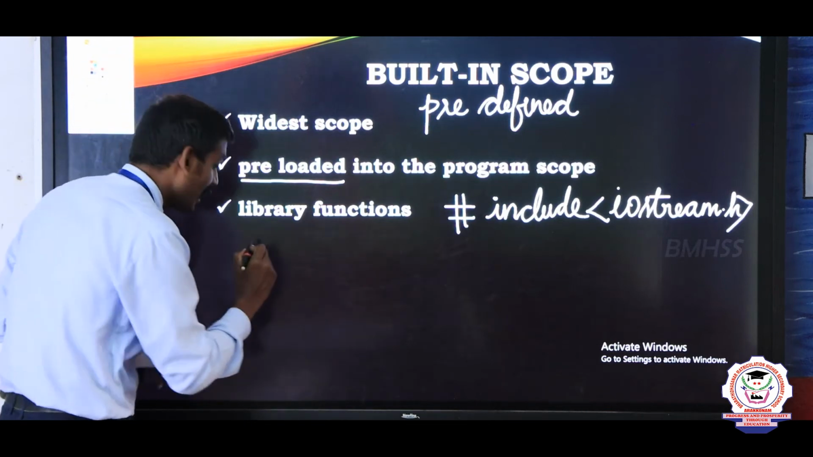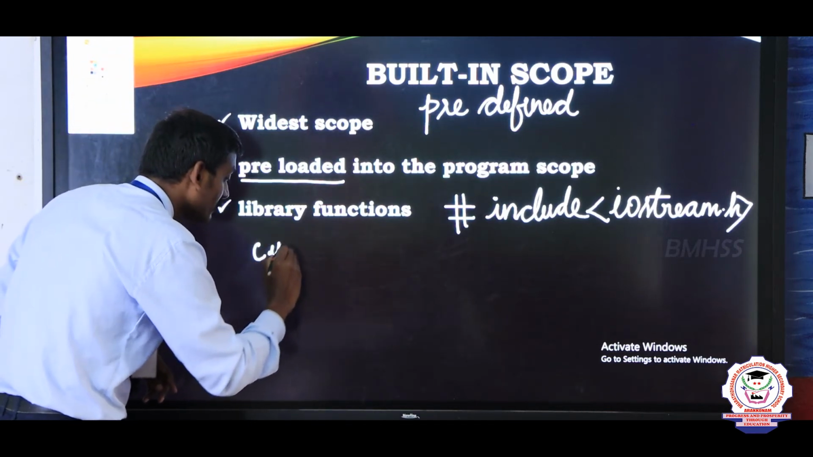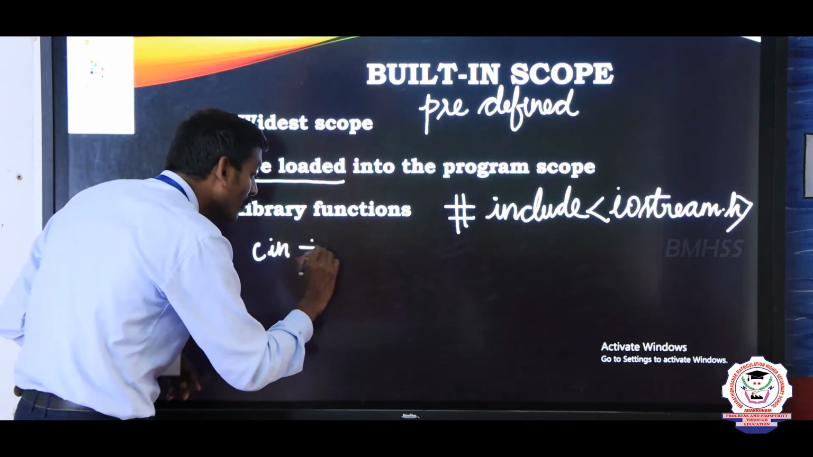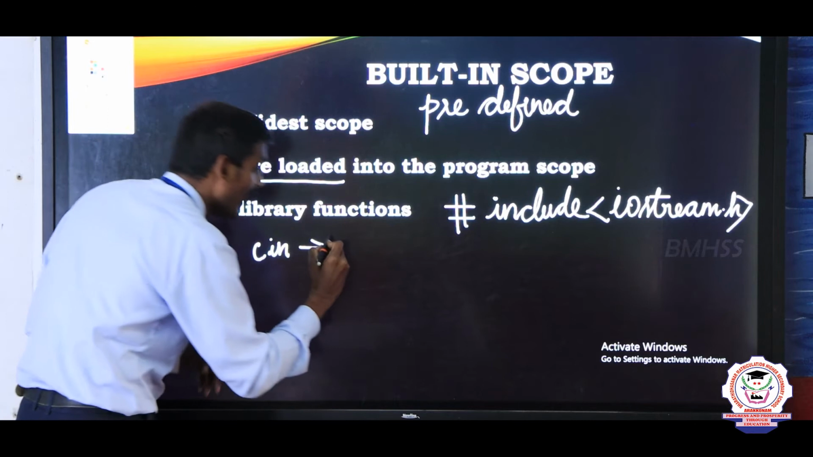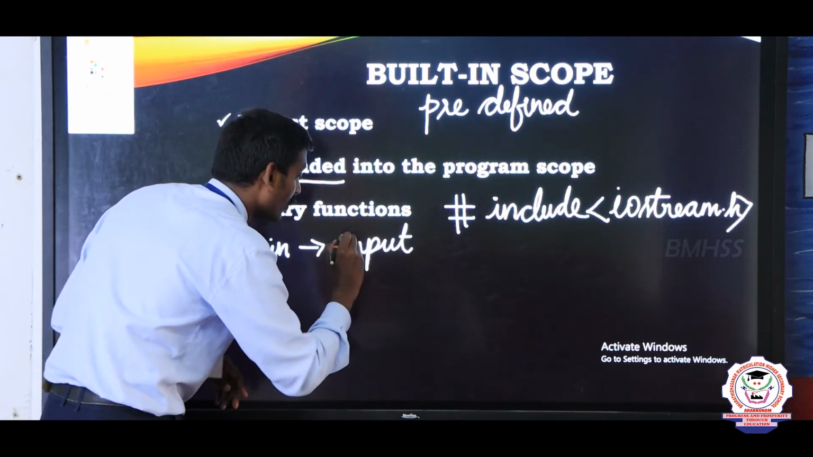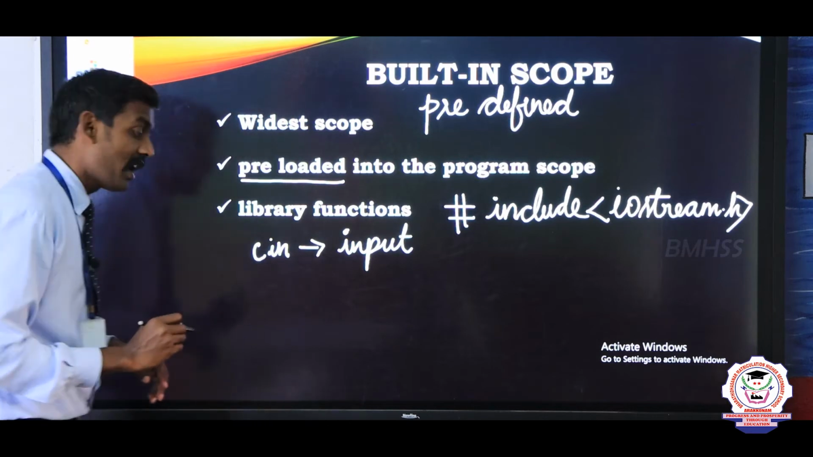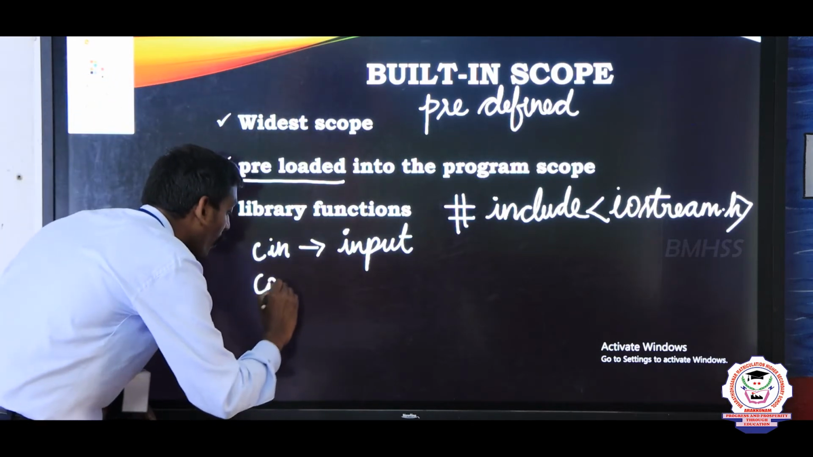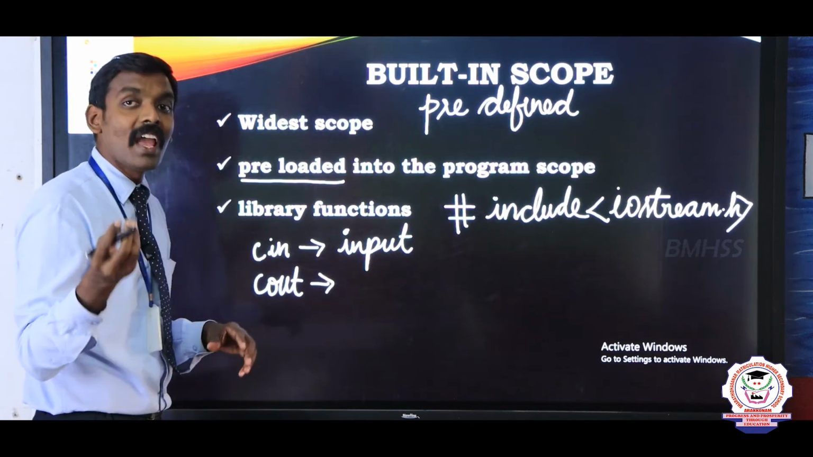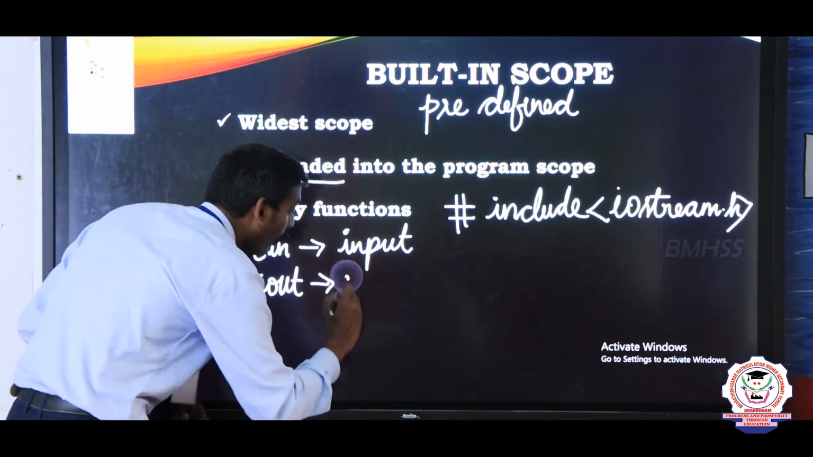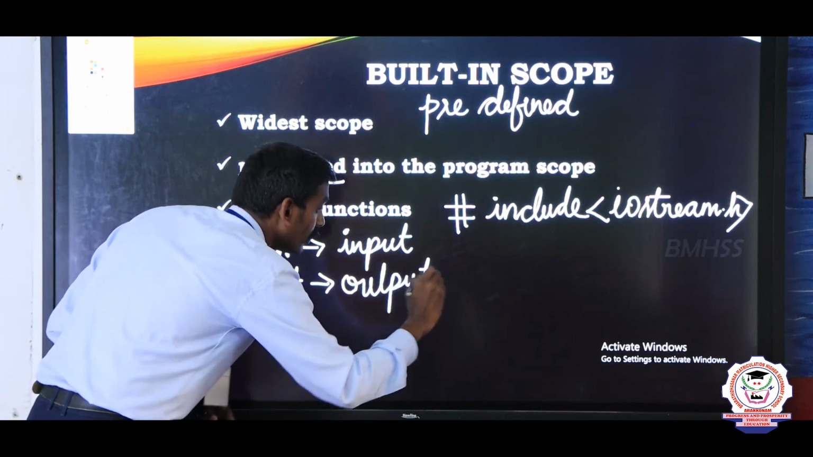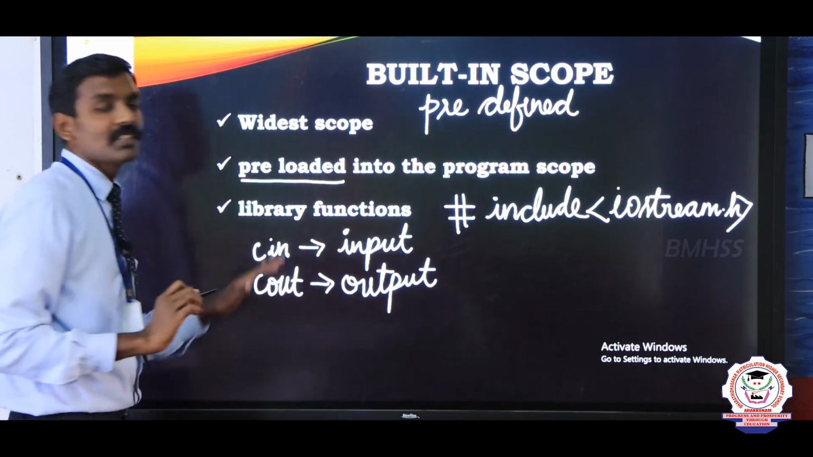So you can take cin. Here cin is an object which is used to get the input from the user, that is called an input statement. And cout, what is the usage of this cout? cout is used for displaying the result. It is an output statement.